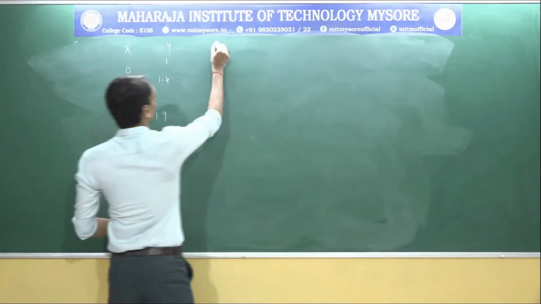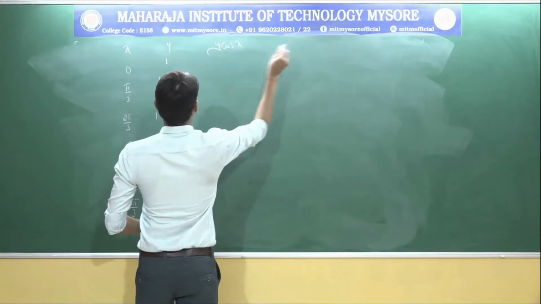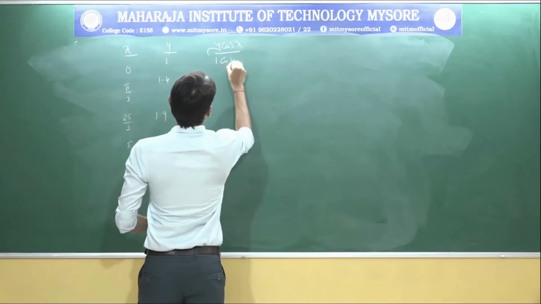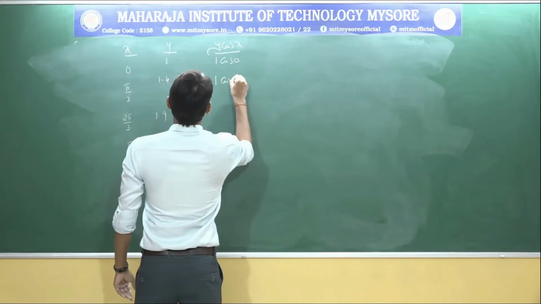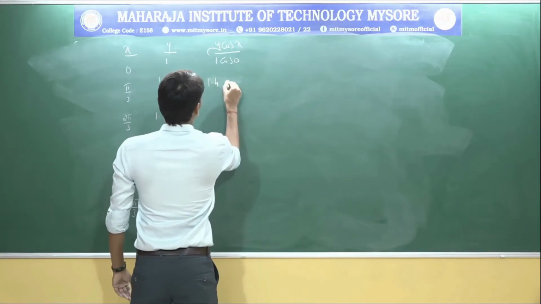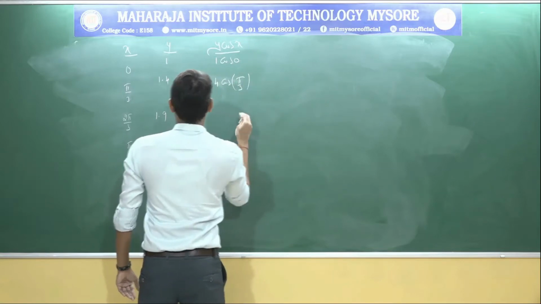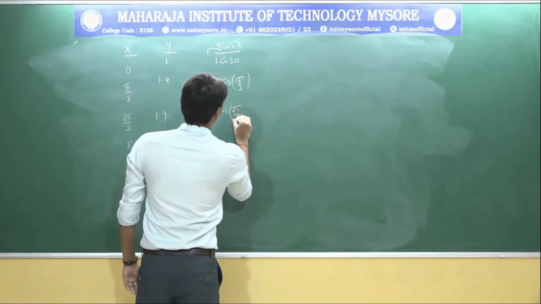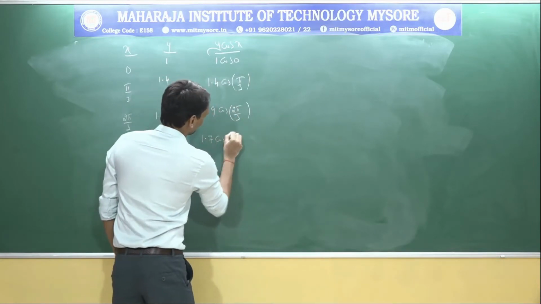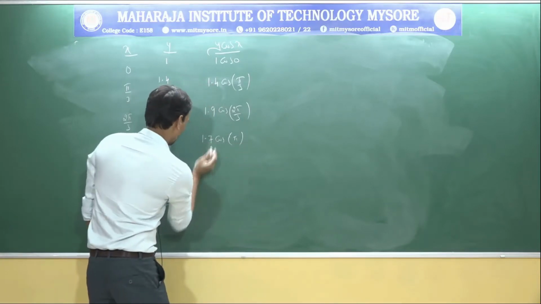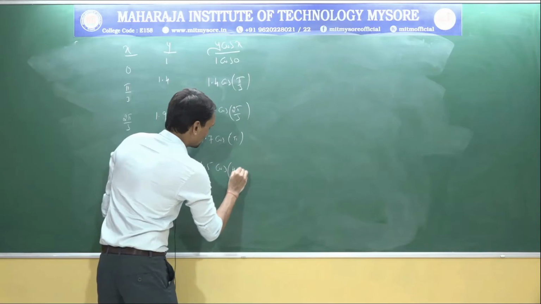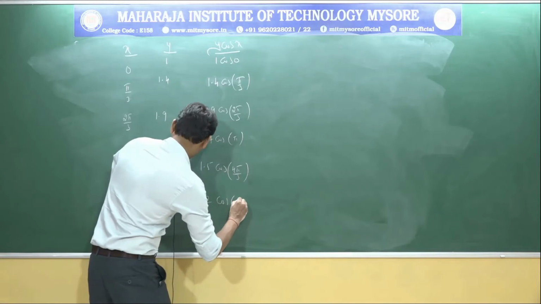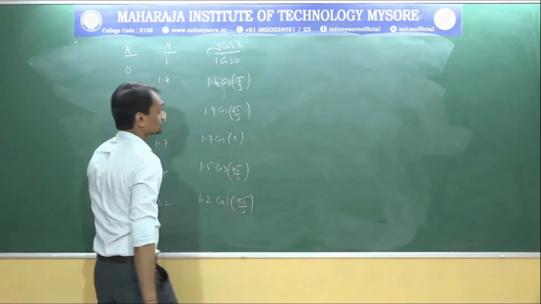Now the calculation, which are the values? Y into cos x, that is 1 into cos 0, 1.4 into cos pi by 3. Next, 1.9 into cos 2 pi by 3. Now 1.7 into cos pi, 1.5 into cos 4 pi by 3. Next 1.2 into cos 5 pi by 3. Okay.